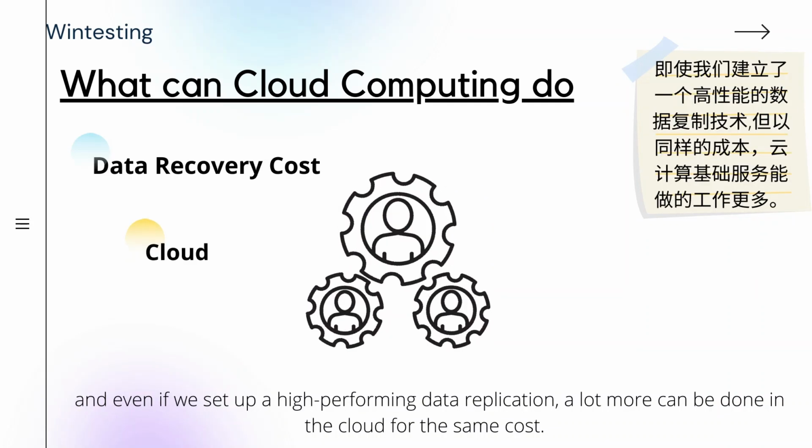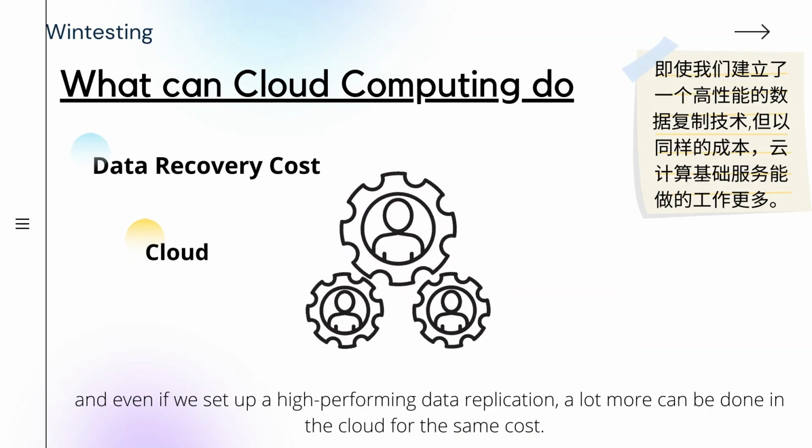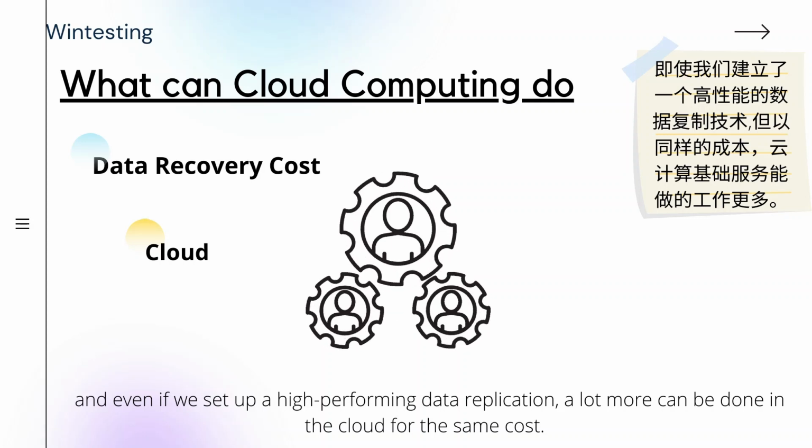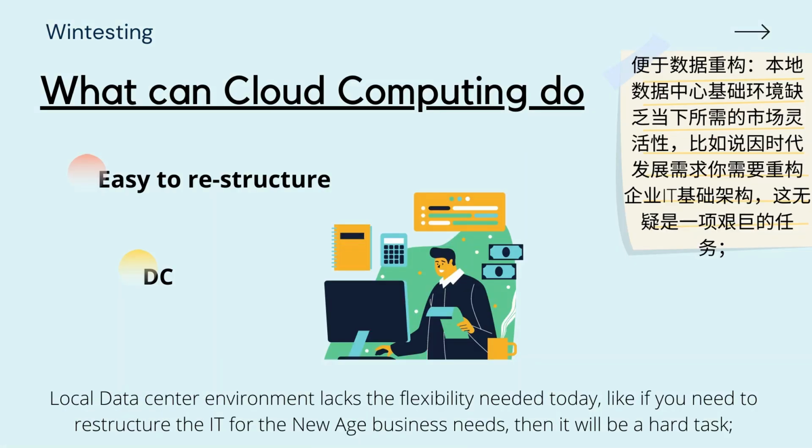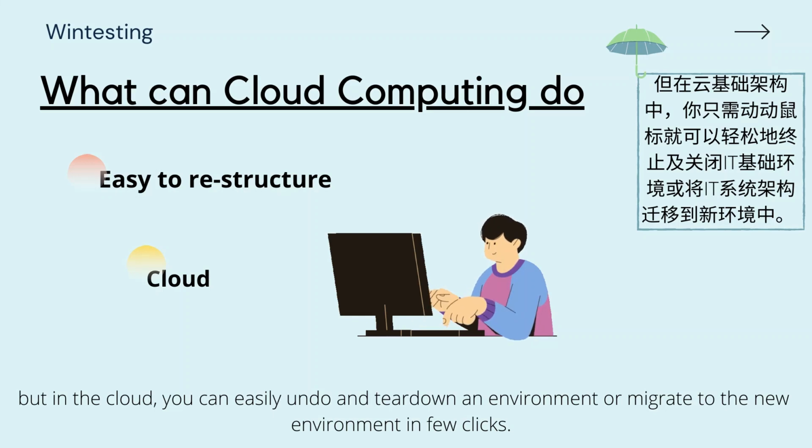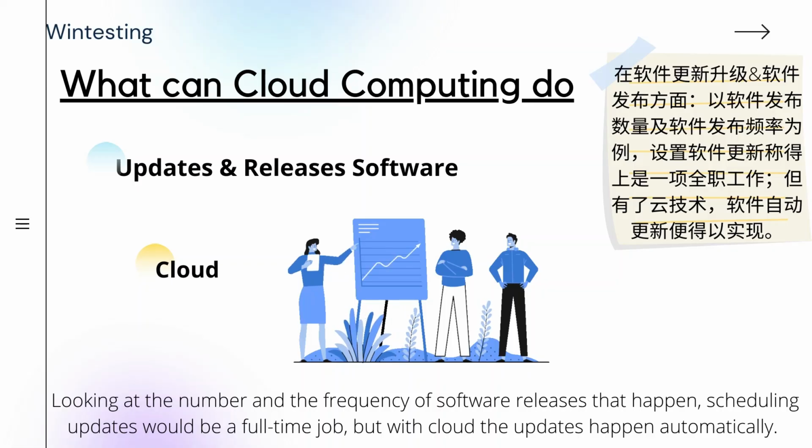And even if we set up a high performing data replication, a lot more can be done in the cloud for the same cost. A local data center environment lacks the flexibility needed today. Like if you need to restructure the IT for new age business needs, then it will be a hard task. But in the cloud, you can easily tear down an environment or migrate to a new environment in a few clicks. Looking at the number and frequency of software releases that happen, scheduling updates would be a full-time job, but with cloud, the updates happen automatically.